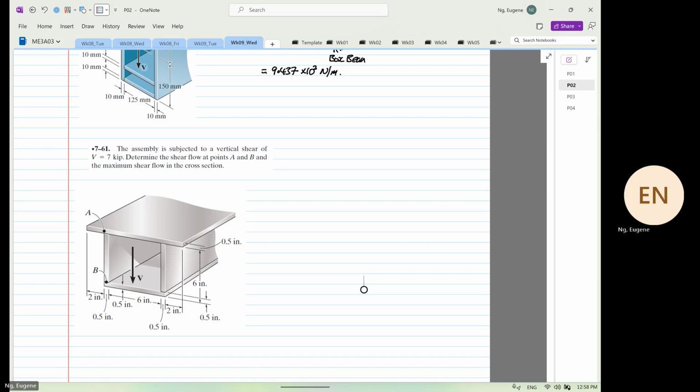You have to ensure that you know where the centroid is here. Right? Why do you have to know where the centroid is? Sometimes you can cover the top, you cover the bottom, then you are more sure on whether you are looking at a box beam or a wide flange. Okay.